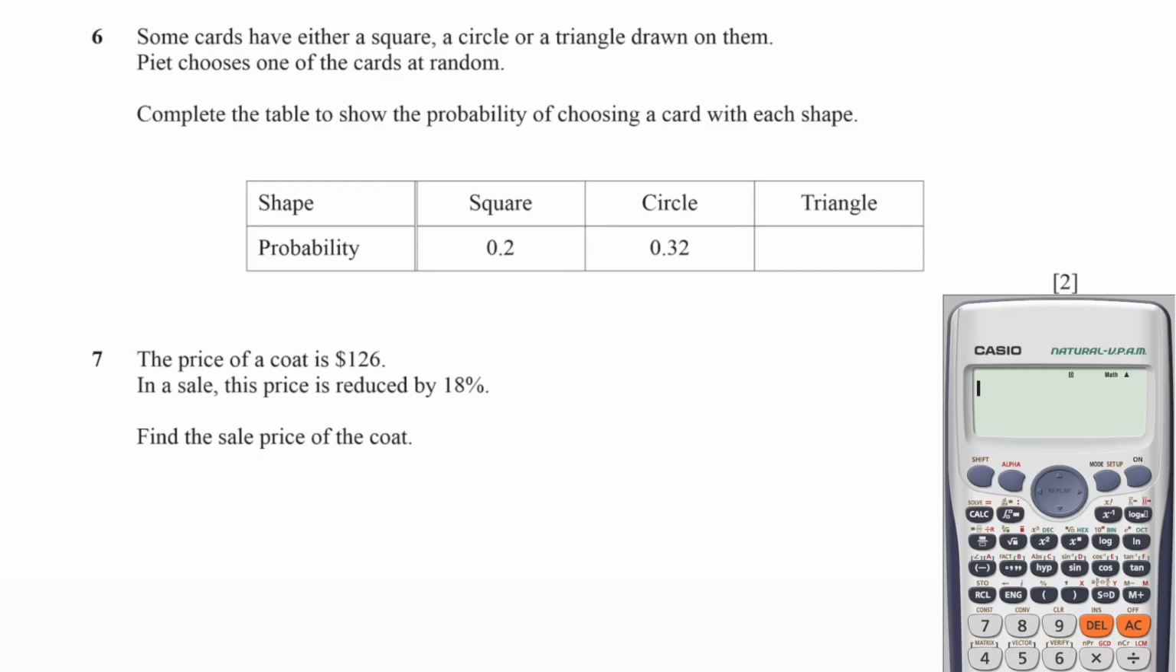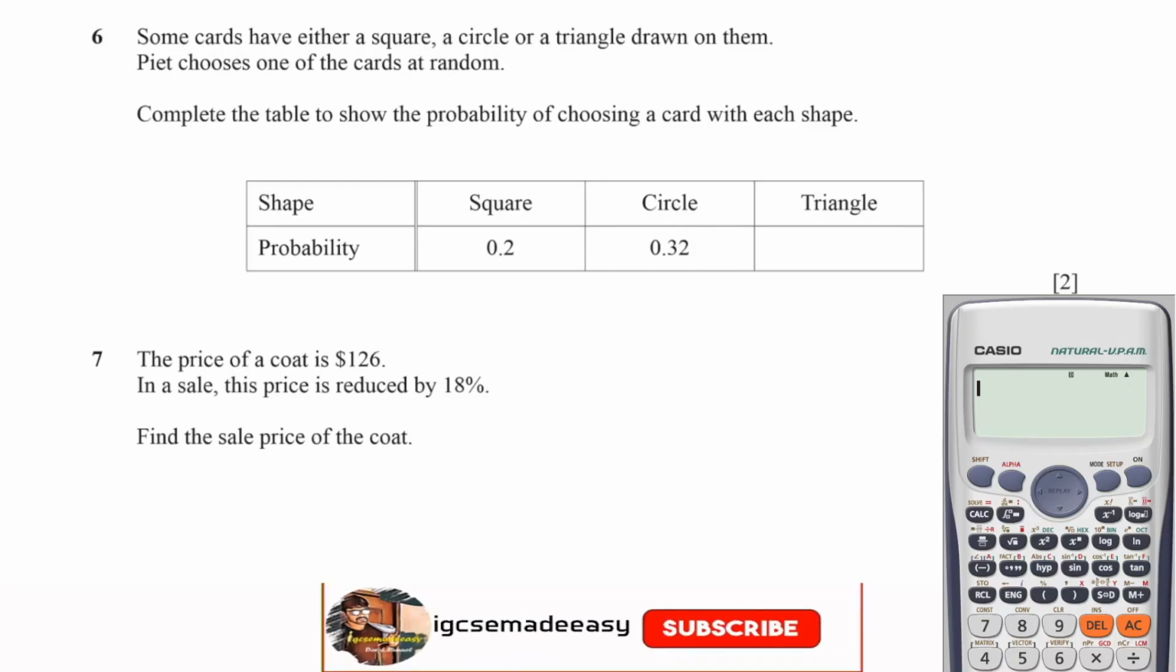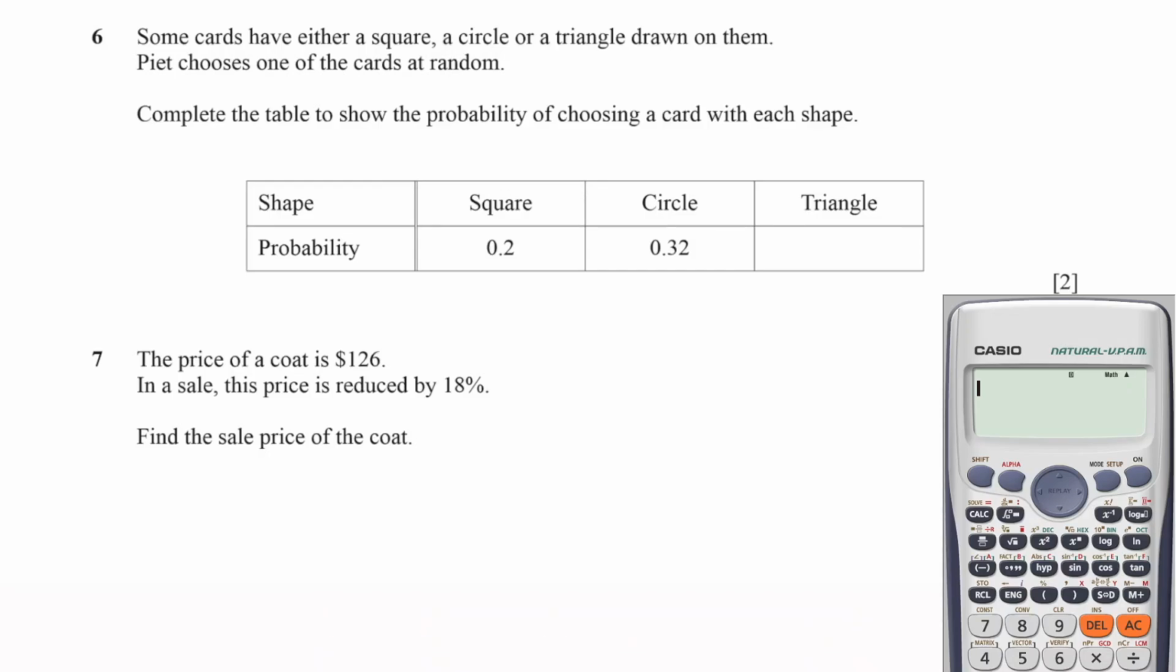You should know that the sum of the probabilities will always be equal to 1. Two of the probabilities are given, square and circle. We have two probabilities, 0.2 and 0.3, and we don't know the probability of the triangle. But the sum of all three probabilities should be equal to 1. So the probability of the triangle will be 1 minus these two probabilities, 0.2 plus 0.3.